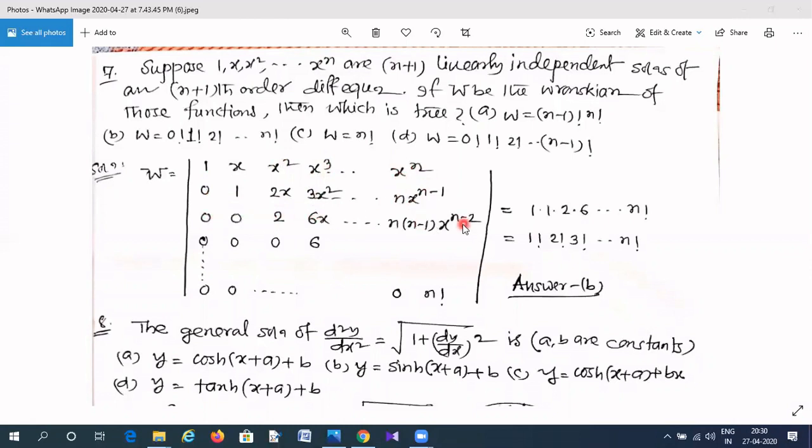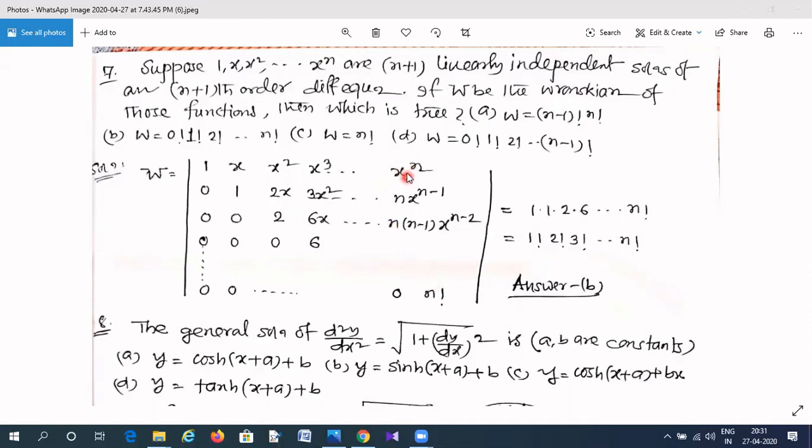The third row of the Wronskian will be the second order derivative of 1, x, x square, x cube, x to the power n, and so on. And the last row will be the nth derivative. That will be 0, 0, 0. All the terms will be 0 except the last term, that is n factorial. Why is it n factorial?